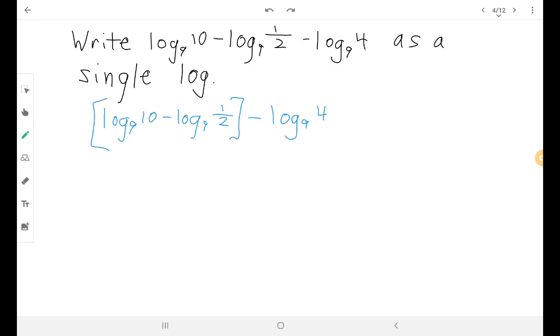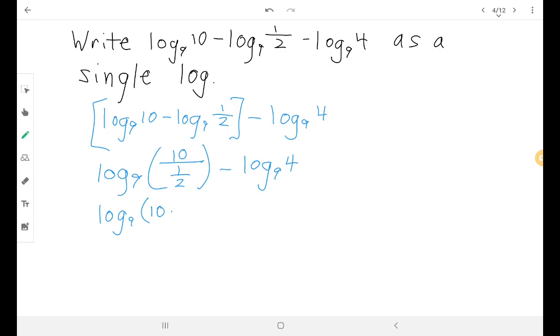So subtraction condenses into division in the same way that addition condenses into multiplication. So this becomes log base 9 of 10 divided by 1/2, and we'll deal with cleaning that up in a second, minus log base 9 of 4. Now, division, particularly that division right there, is multiplication by reciprocal. So I could think of this as log base 9 of 10 times the reciprocal of 1/2, which is 2, minus log base 9 of 4.